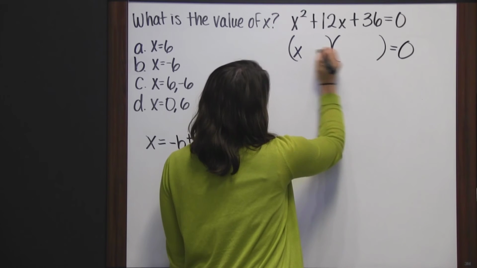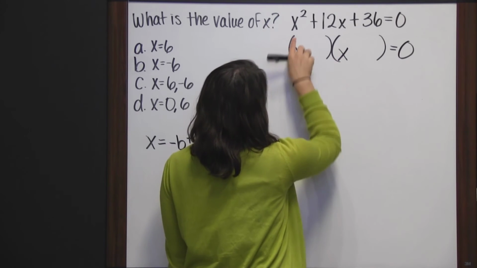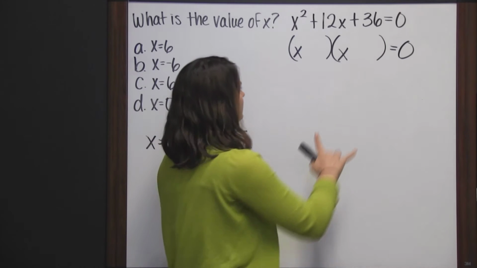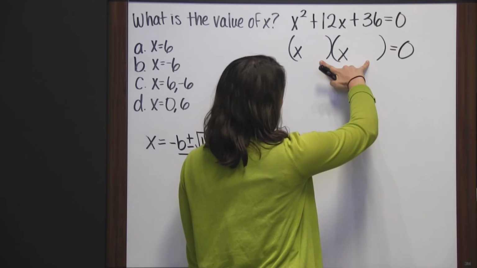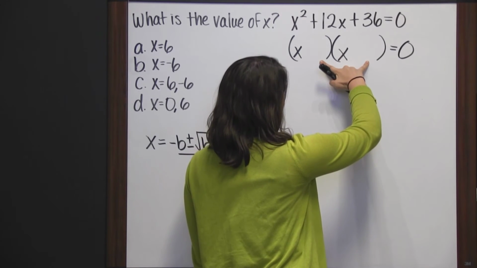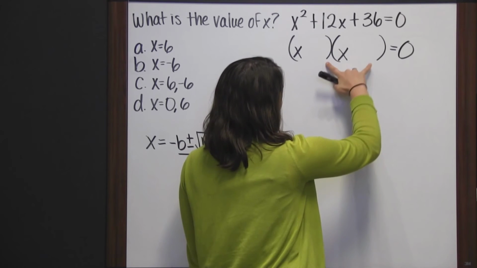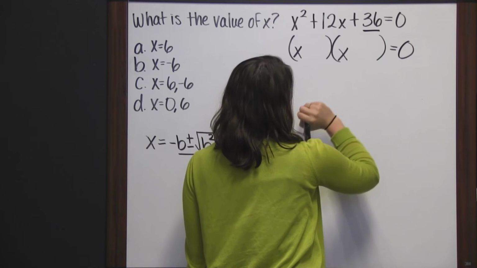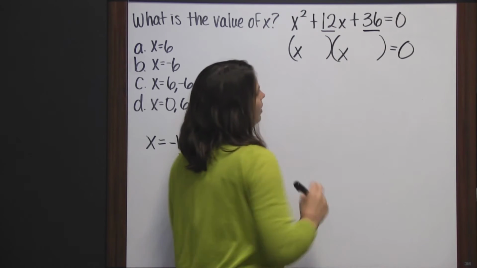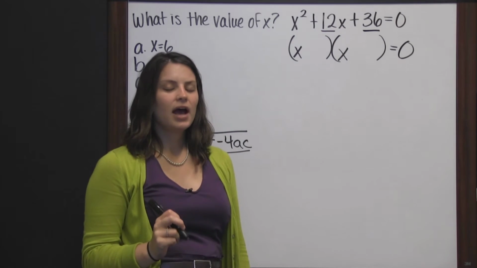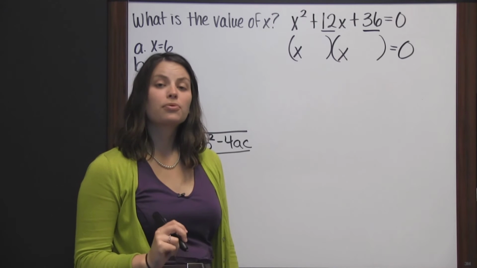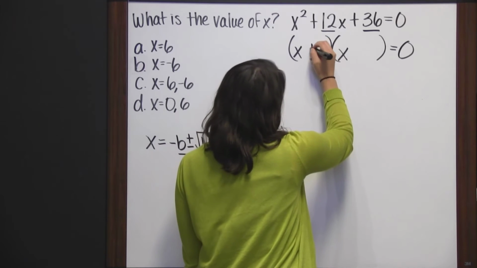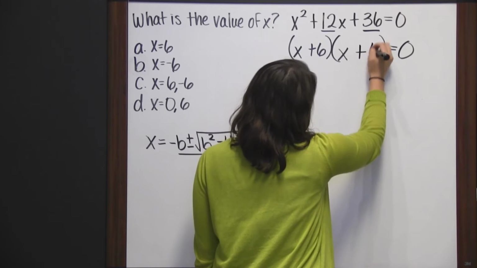I know that x times x is x squared. What I need to find out is what my second numbers are in each set of parentheses. These two numbers need to have a product of 36 and a sum of 12. And the only two numbers that have a product of 36 and a sum of 12 are 6 and 6.